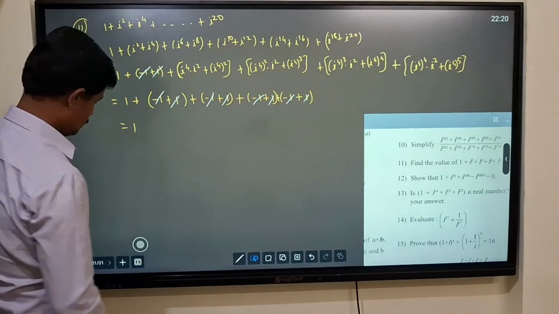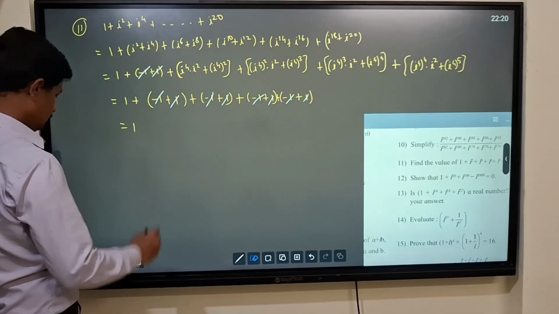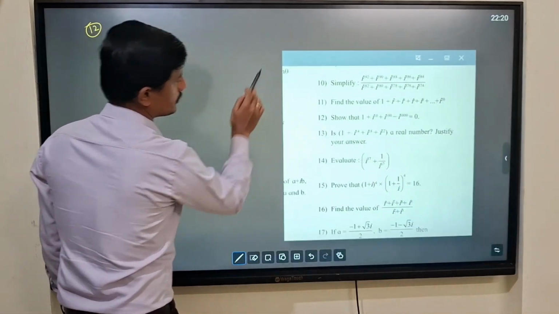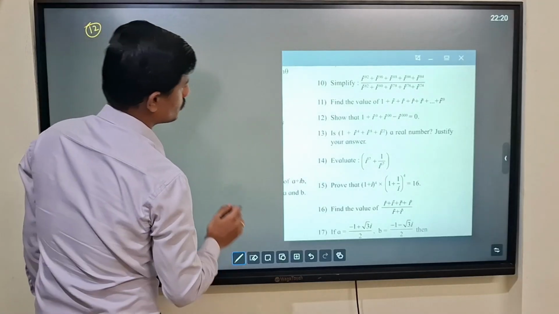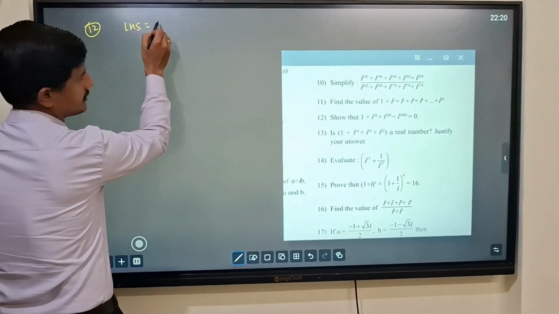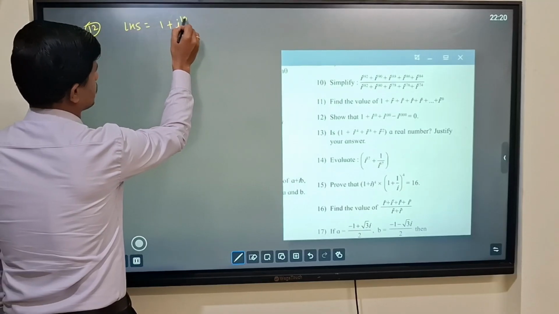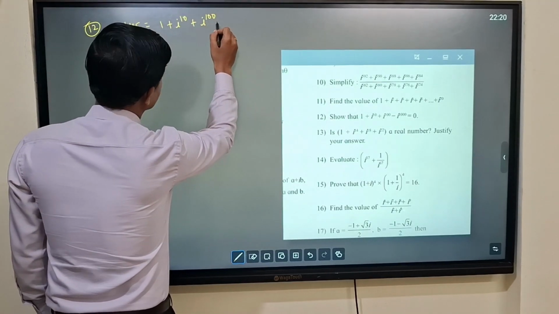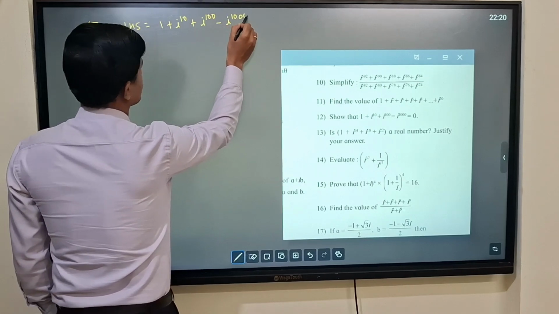Now 12. Show that, so I will write down the LHS: 1 plus i raised to 10 plus i raised to 100 minus i raised to 1000.